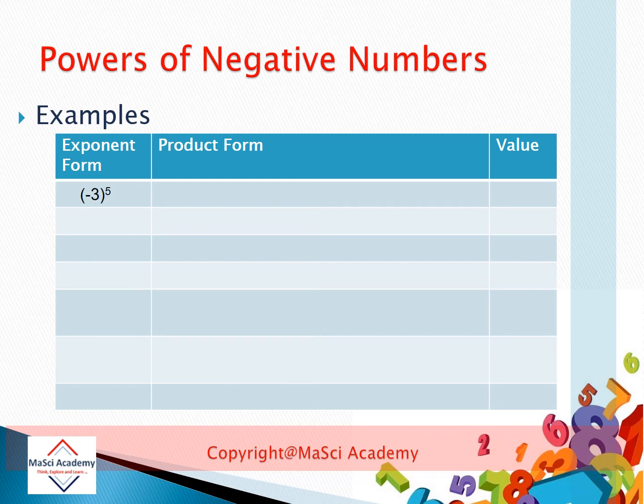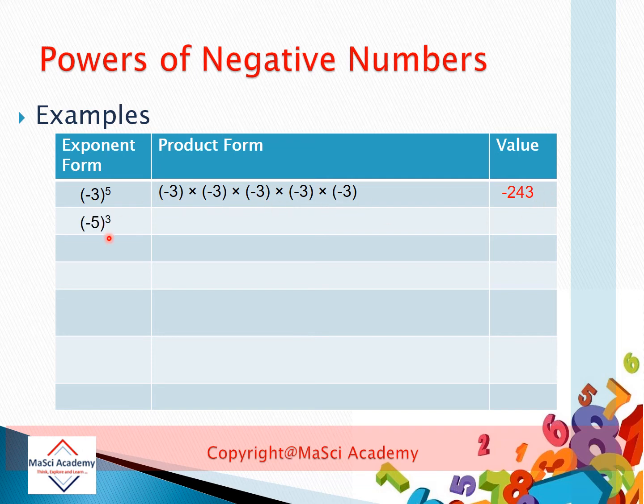The first example is minus 3 to the power 5, which is written as minus 3 multiplied by itself 5 times in the product form and evaluates to minus 243. Here 3 has been multiplied by itself 5 times to get 243, and minus 1 is multiplied by minus 1 5 times to get the minus sign in the answer.